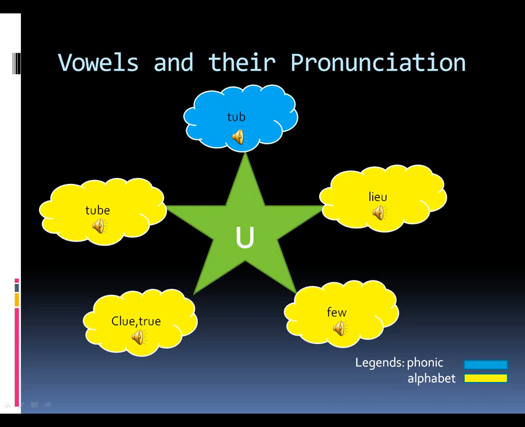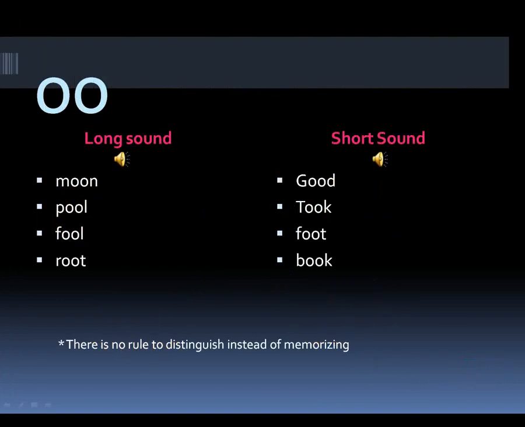So the next is the difference between the short and the long sound of double O. Actually, there is no rule to distinguish them, instead of memorizing these words. We are supposed to learn which words produce double O as a long sound, and which as a short sound. The moon, pool, fool, roots like this, and could, took, foot, book. I don't think that there is any rule for that, as far as my knowledge goes.